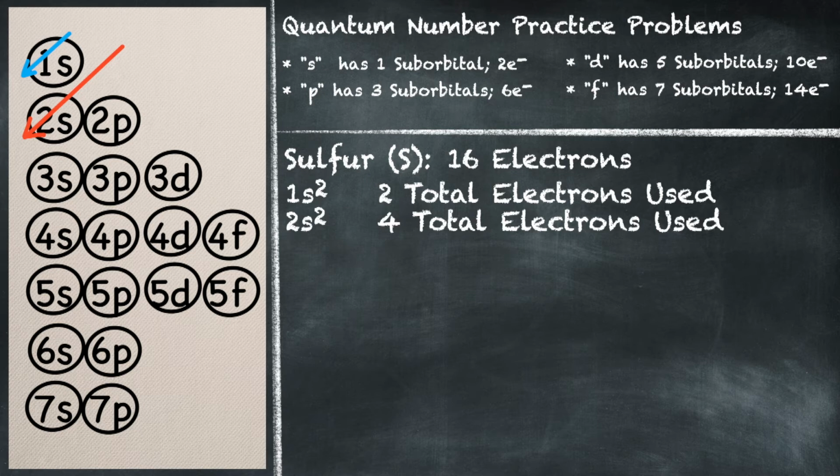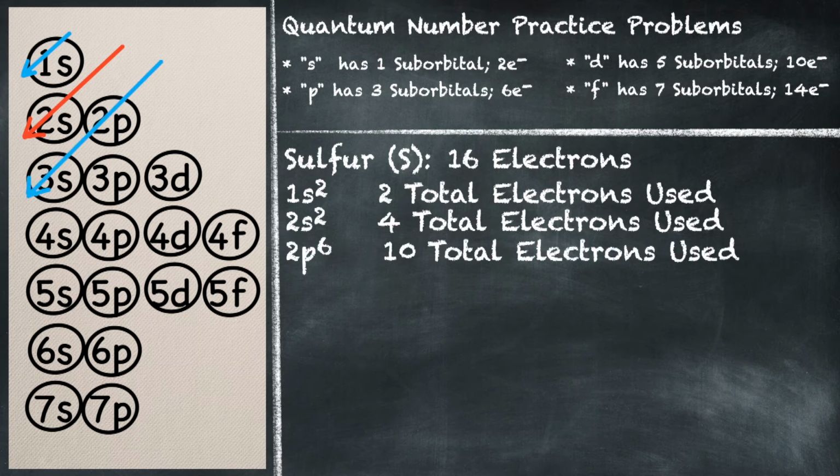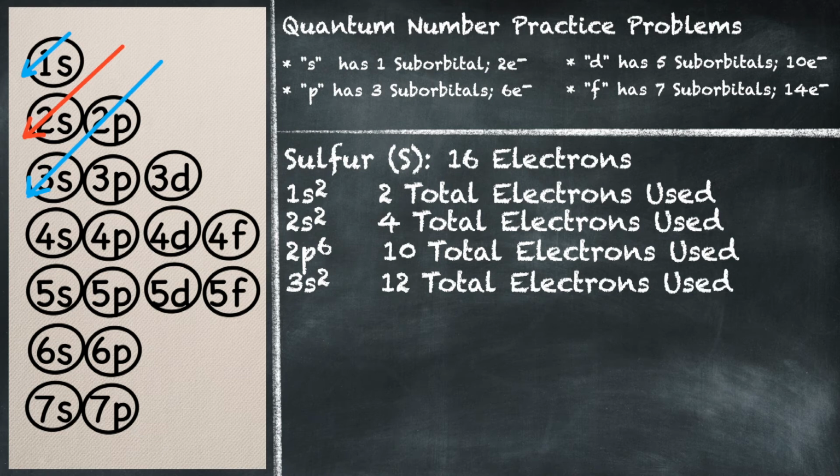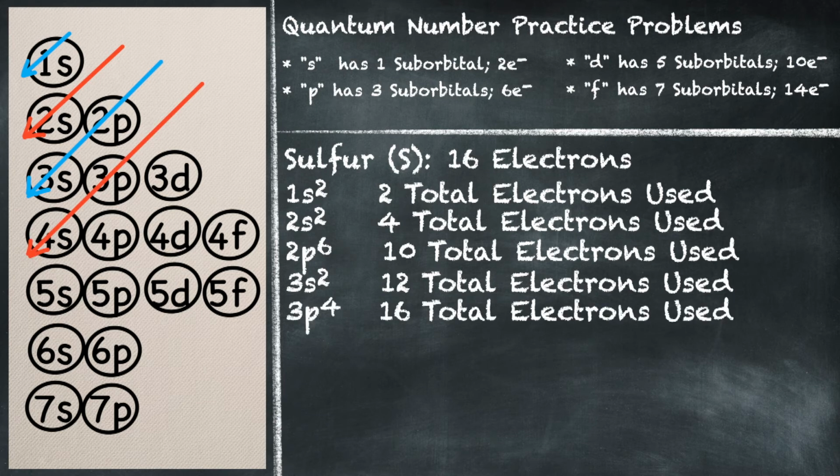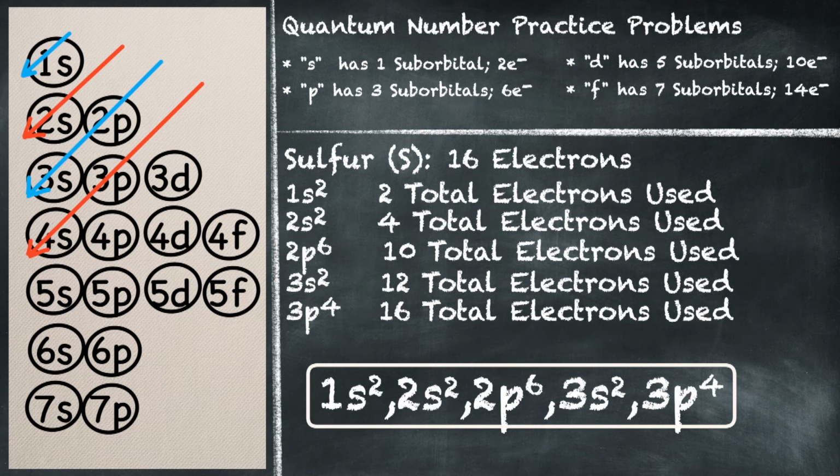Okay, we want 16, so we can fully fill this one up. If I put 6 electrons on my p orbital, that gives me 2p6, and that gives me a total of 10 electrons. Then we go to our 3s orbital, fill that up, and we've got 12 total electrons now, so 3s2. And we need to account for 16, so we're at 12. So we can finish it up with our 3p orbital, but we don't have to fully fill our p orbital. Because it can hold 6, and we only need 4, all we have to put is 3p4. So that gives us a total quantum number of 1s2, 2s2, 2p6, 3s2, 3p4. And that's it on that one.